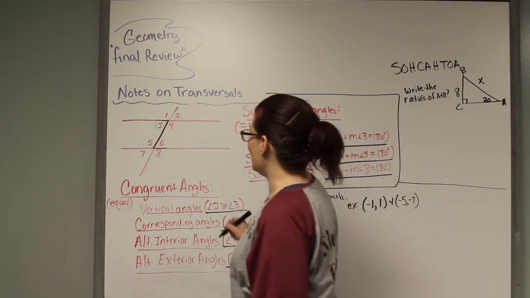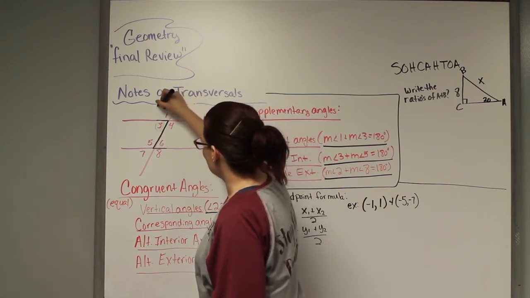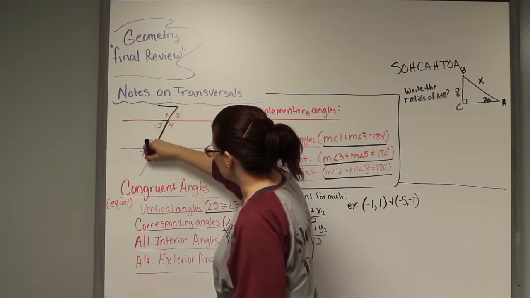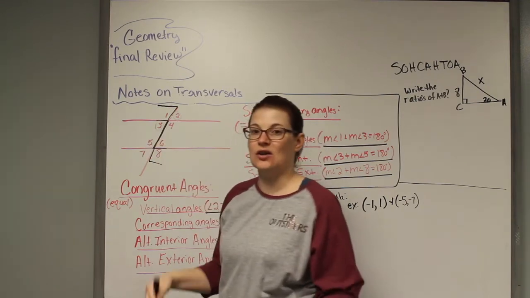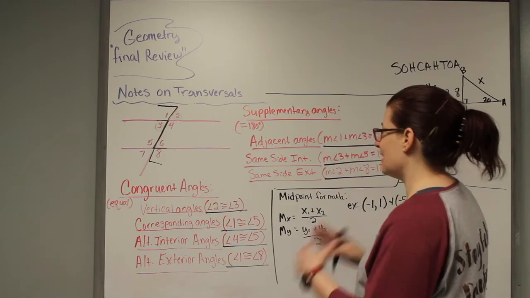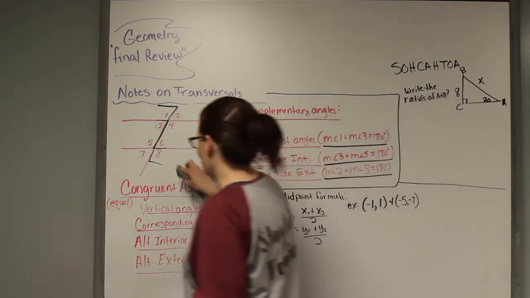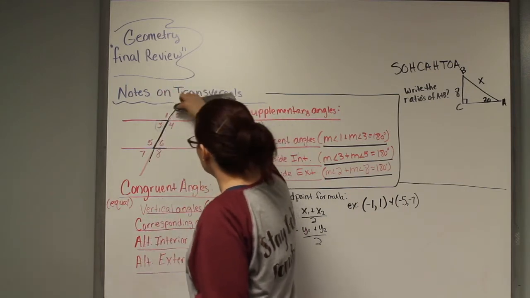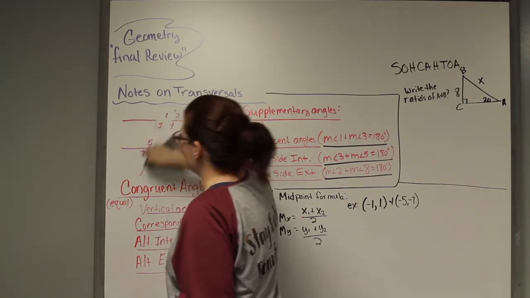So when we say 1 and 8, and we're looking at our Z pattern, if you had a line up here, our Z would go like that, and 1 and 8 and 2 and 7 would be alternate exterior, and they again are equal. Okay, so that's what congruent angles is. I believe there are quite a few questions about this, but they all pertain basically to understanding what angle goes with which.